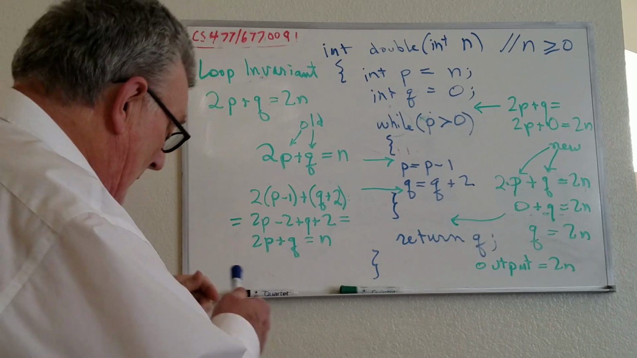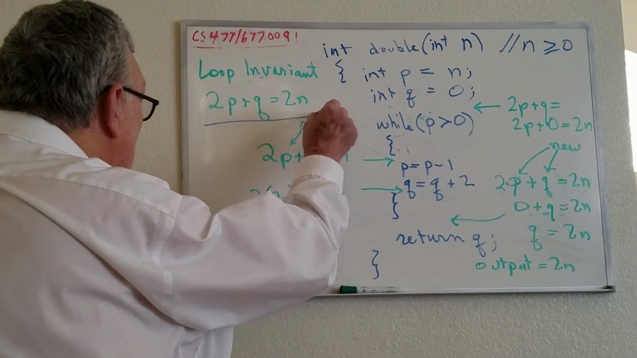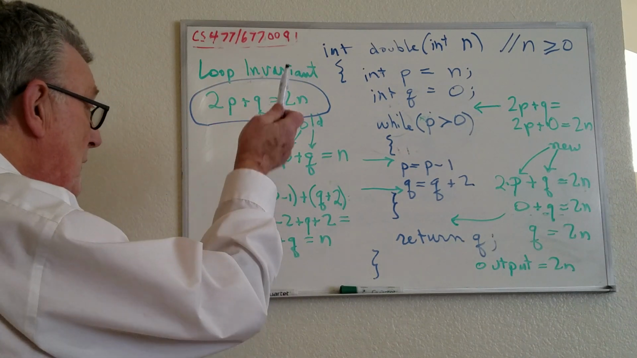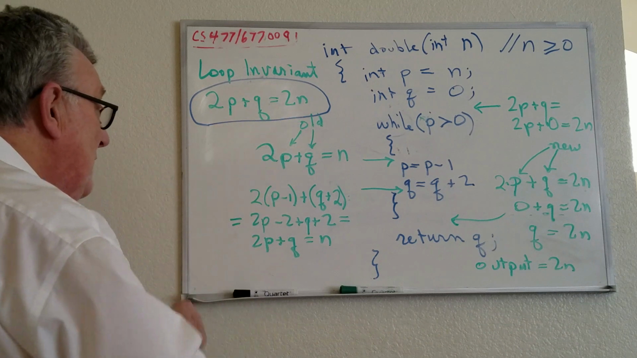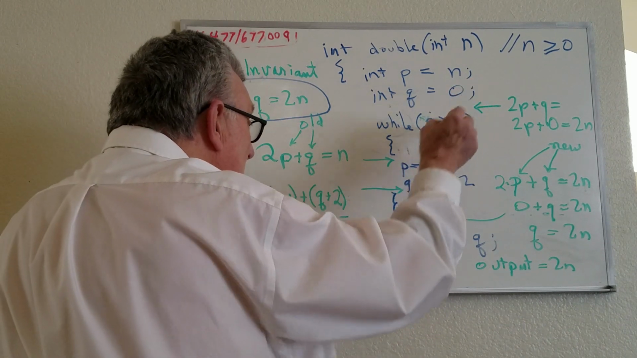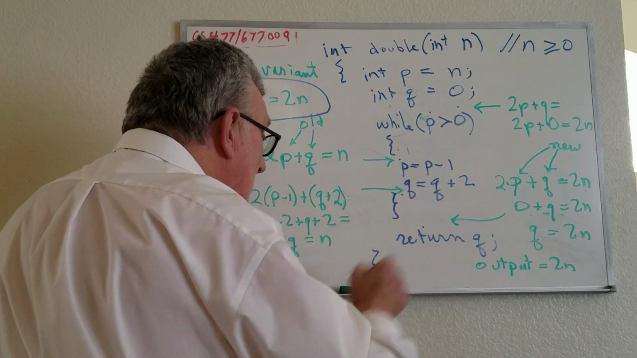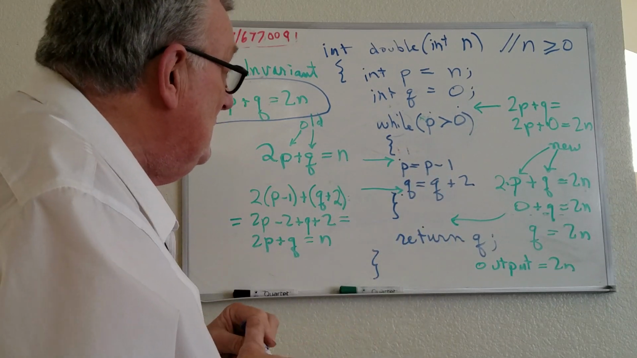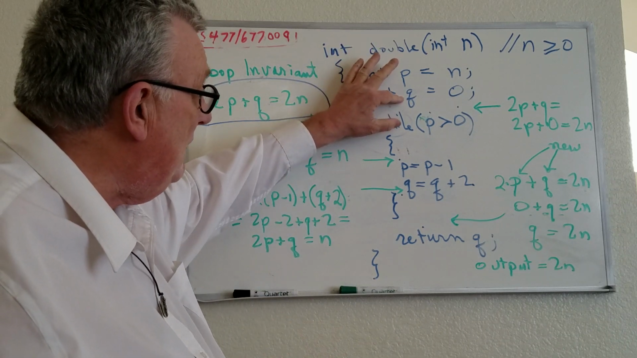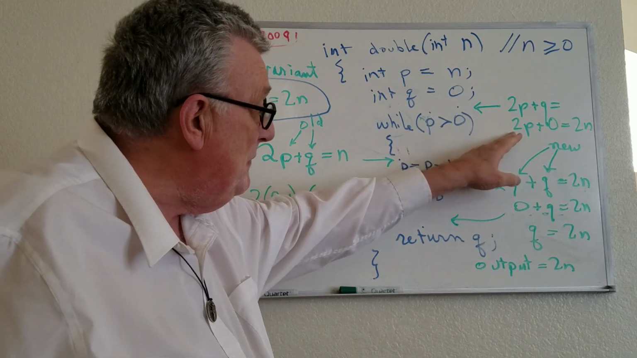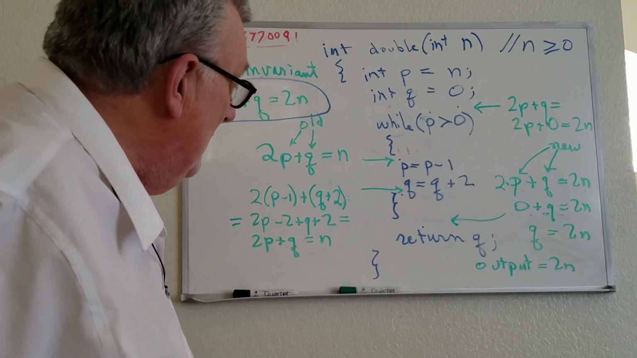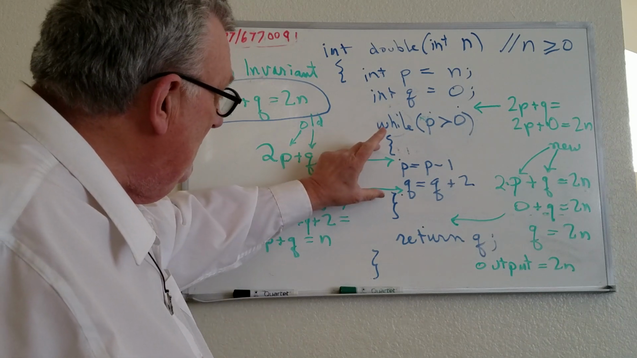All right, now the loop invariant, as it turns out, is this equation that as you go through the program, 2p plus q equals 2n. And the loop invariant holds in 4 places, here, here, here, and here. All right, now initially it holds because p is n and q is 0, so 2p plus q is simply 2n plus 0, which is 2n, so it has to hold.